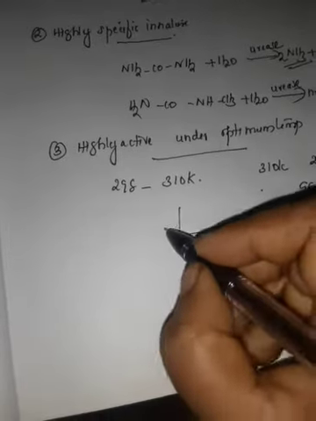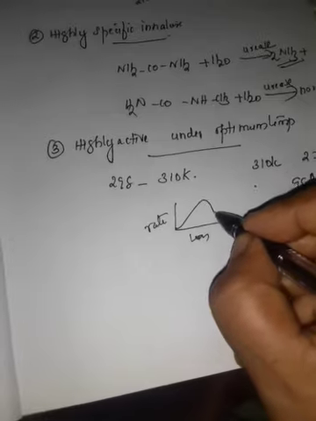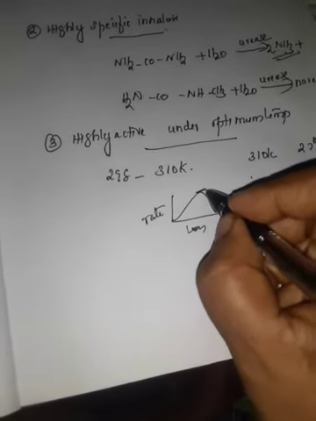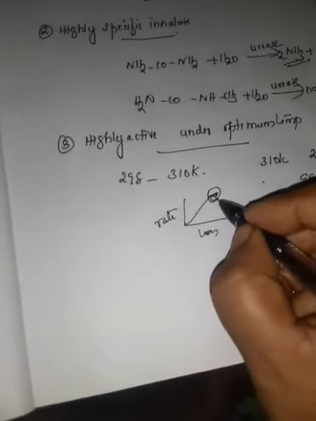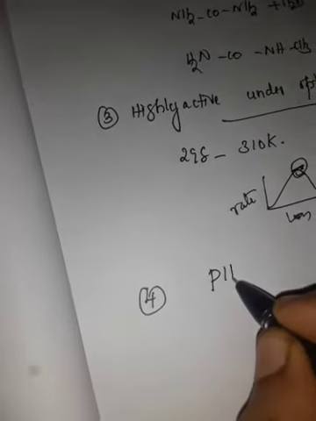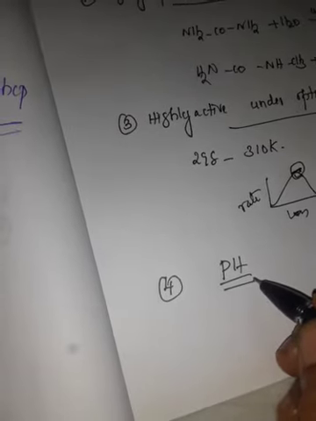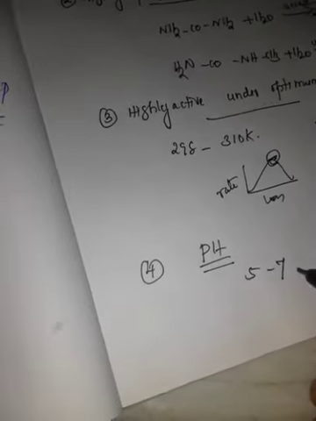If you draw the graph, rate of reaction versus temperature, this is the optimum temperature, the highest point. At this temperature only the enzymatic activity is optimal. Fourth point, highly active under optimum pH. The activity is maximum at a pH called optimum pH, between the values 5 to 7.